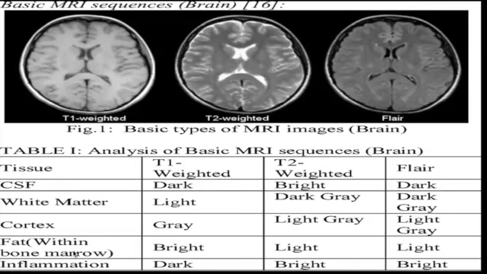Here we can't see the bone marrow, but the fat within the bone marrow should be bright on a T1. It should also be bright on a T2 and on a FLAIR. Inflammation, and this is very important, please remember this: inflammation is dark on a T1 and bright on a T2 and on a FLAIR. This is very important for you to remember.